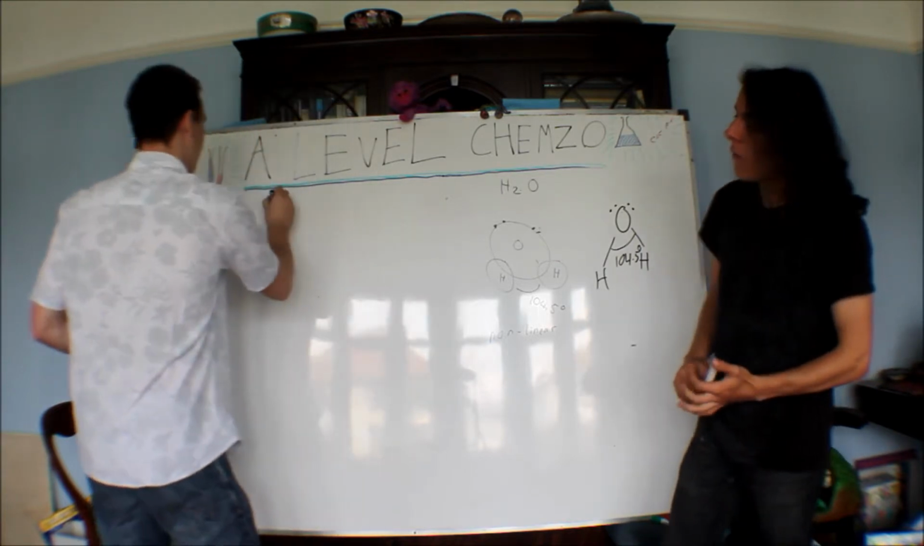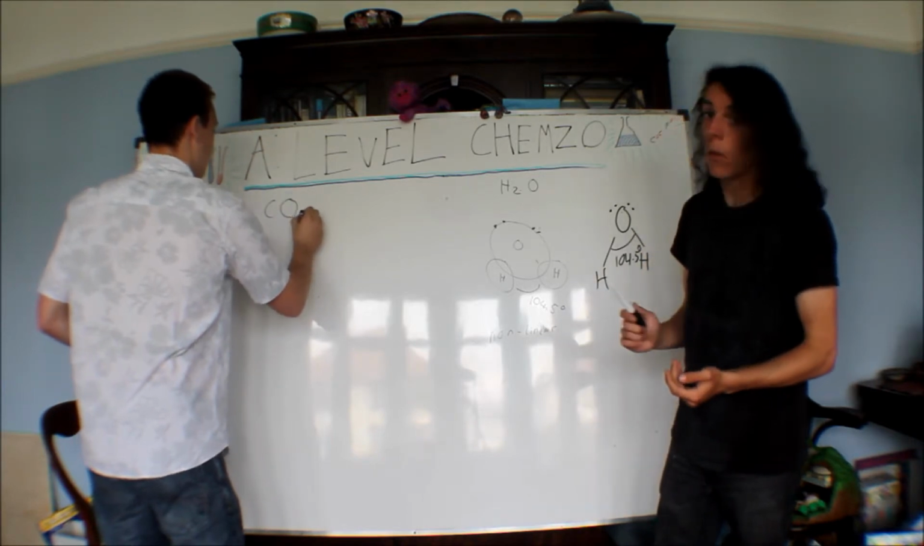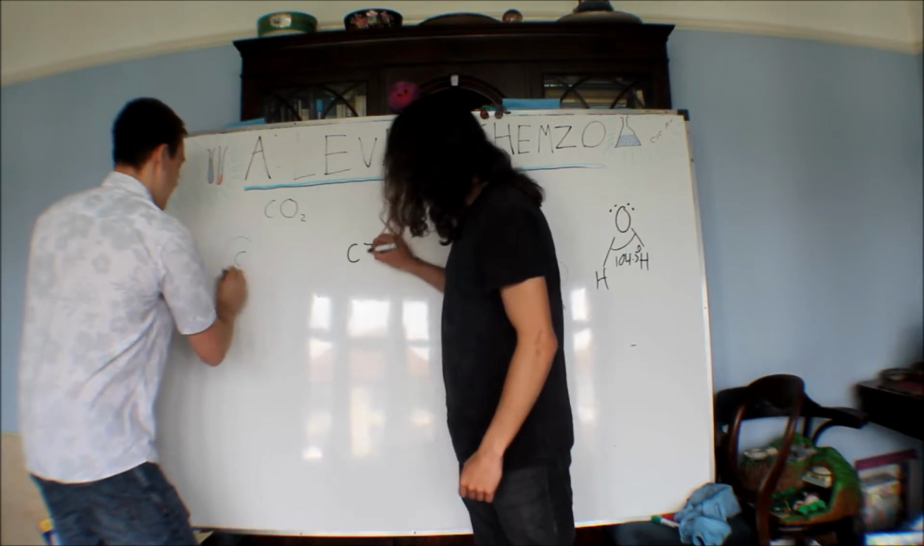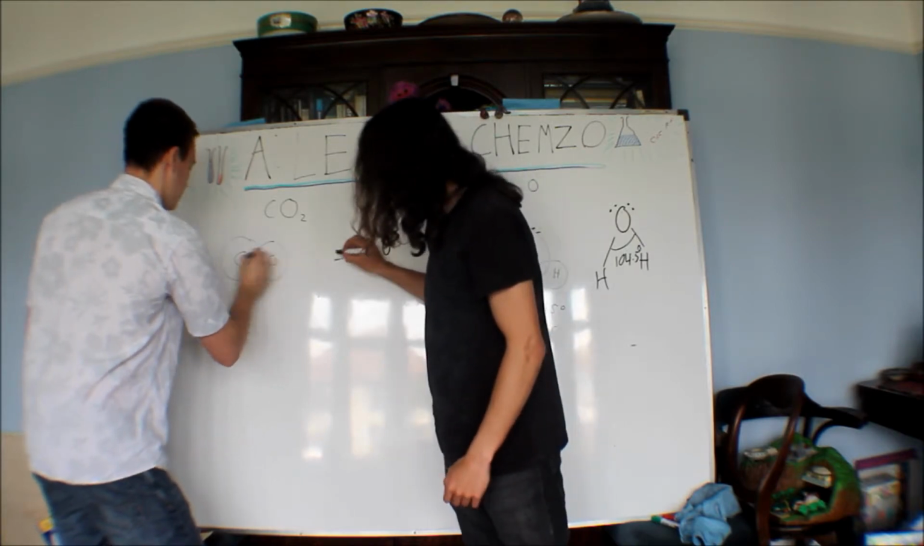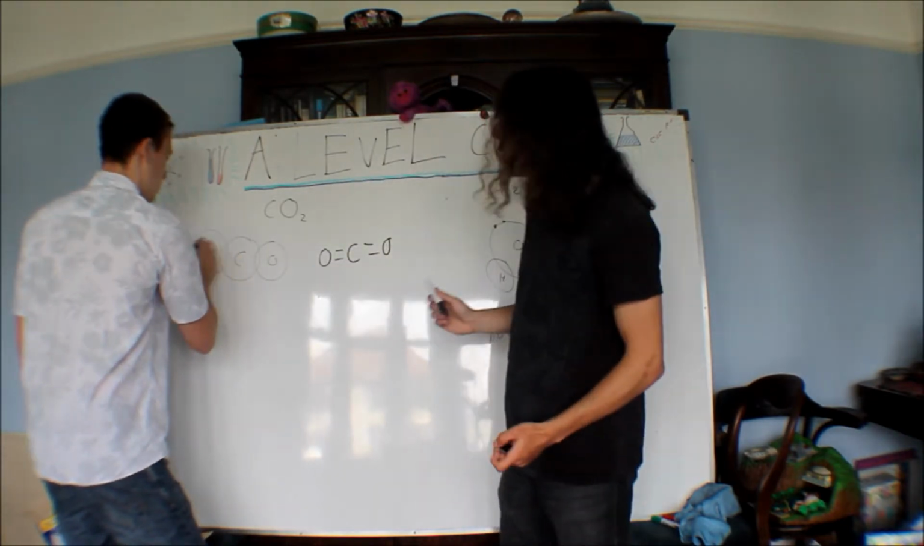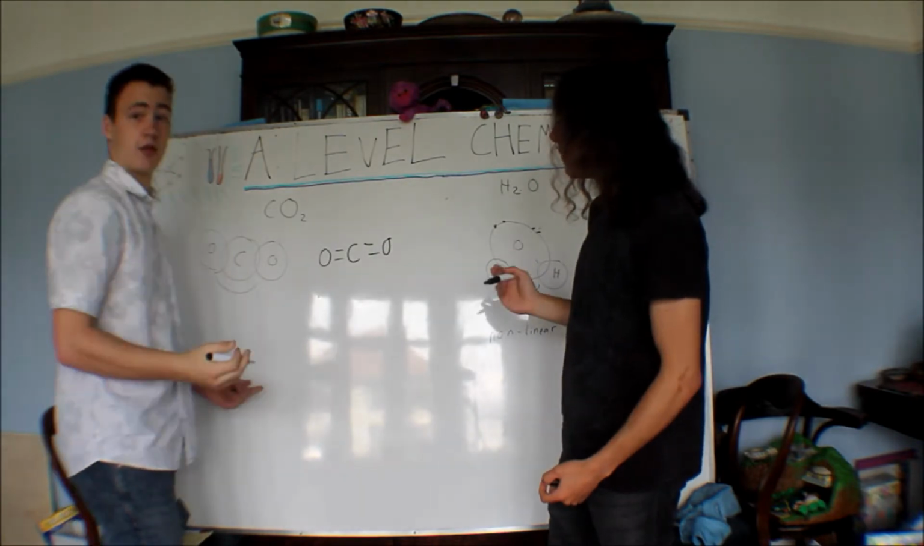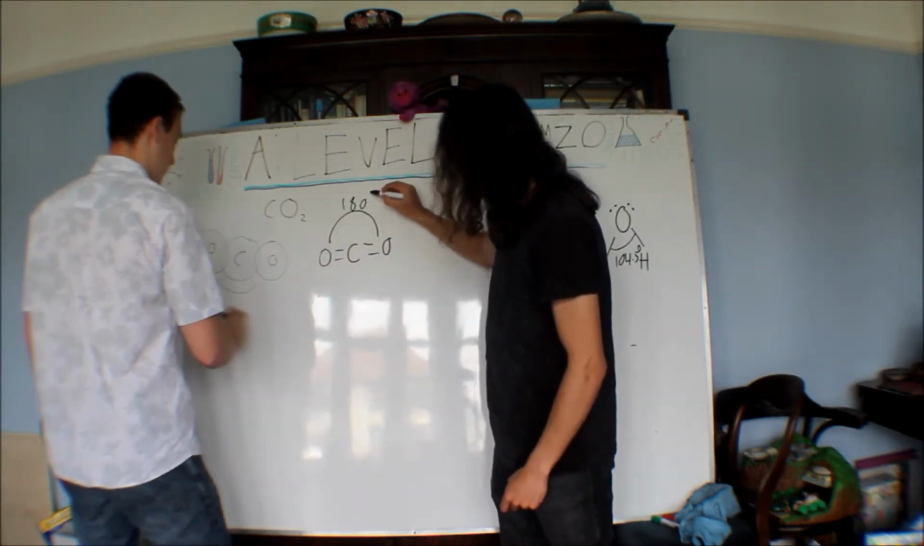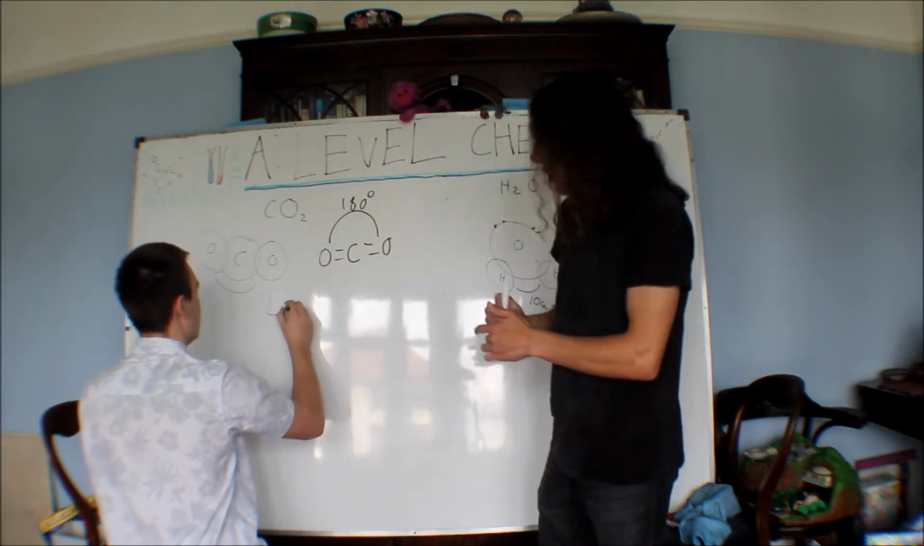CO2, as mentioned before, has 2 double bonds, but because they're both the same, they both repel equally. And because it's going to be in one plane, because they repel equally, that's 180 degrees. It's quite a big bond angle, and that's linear.